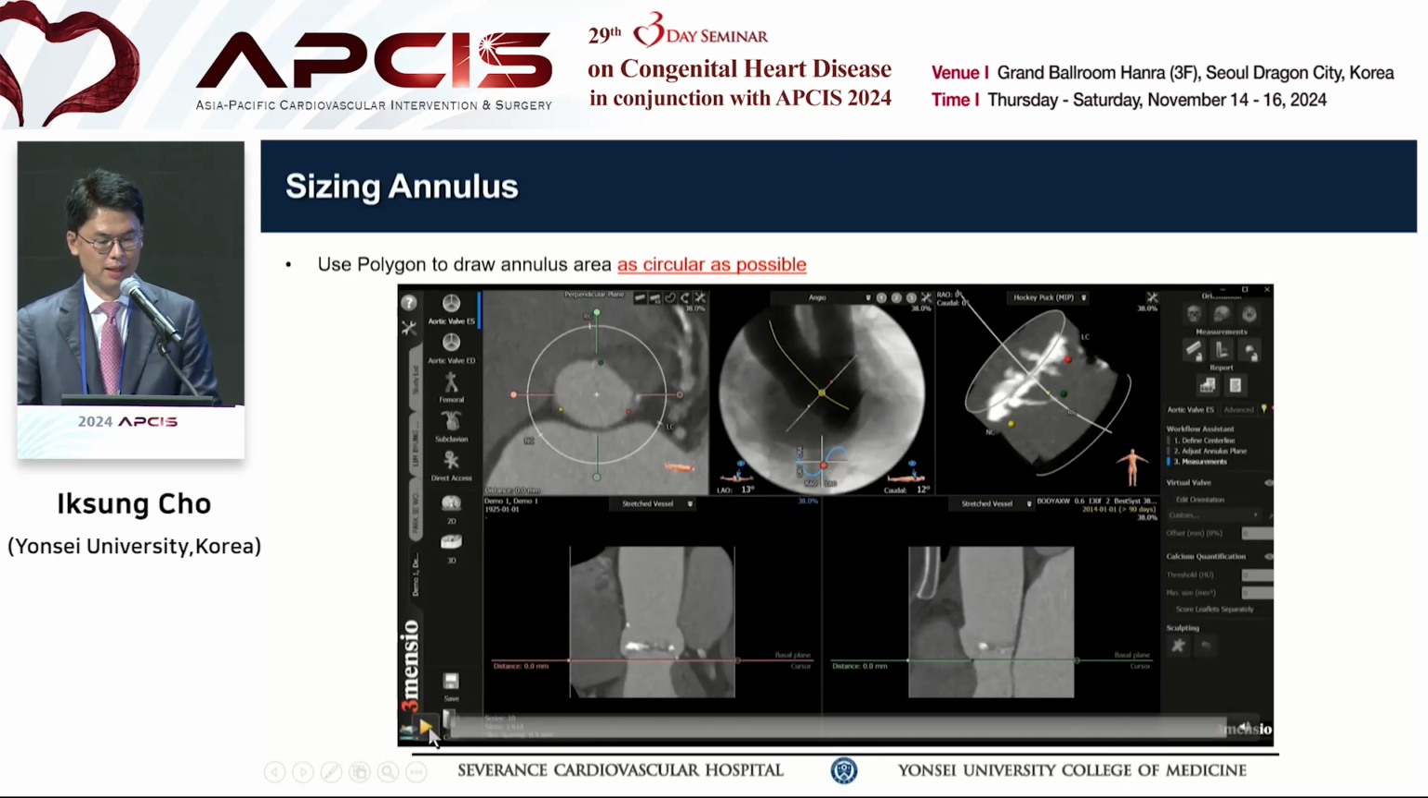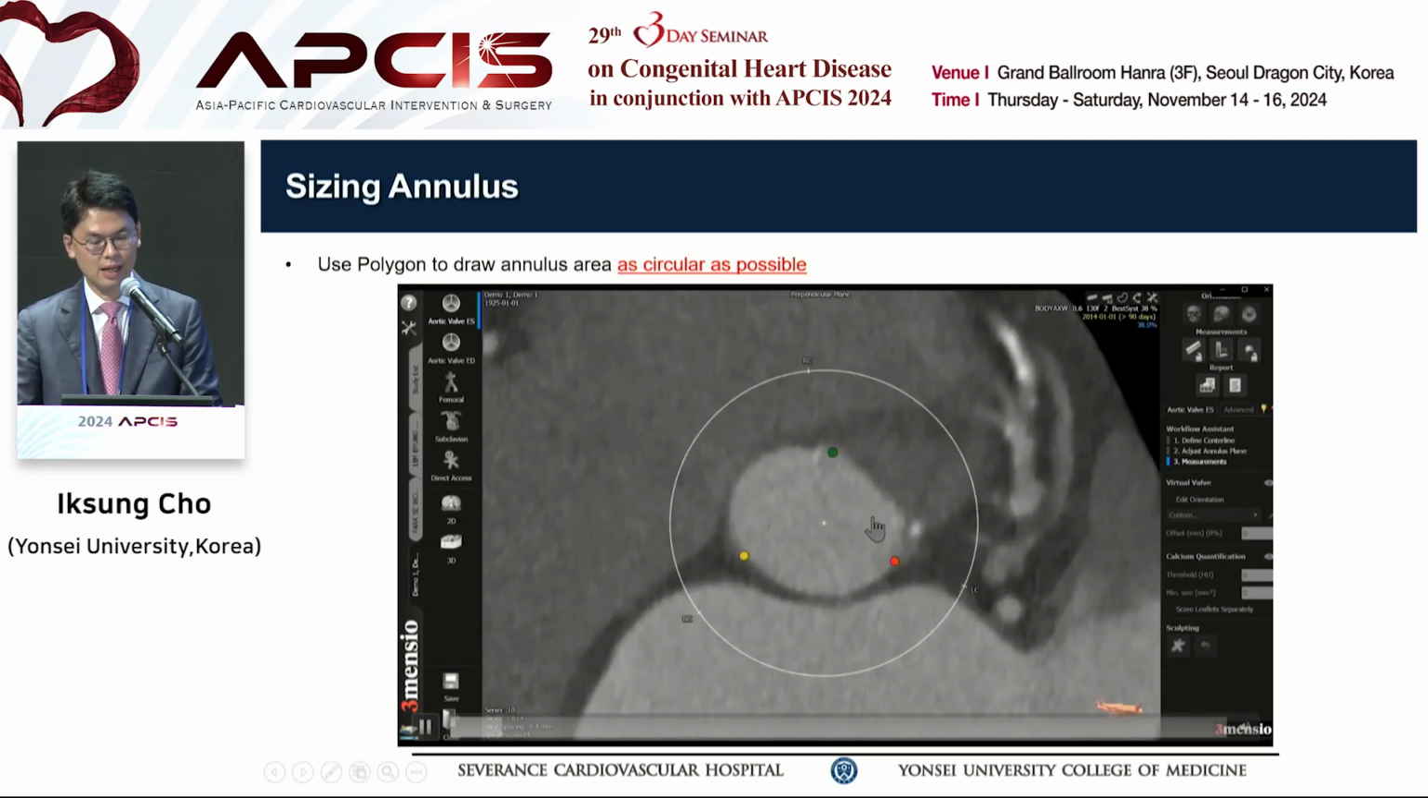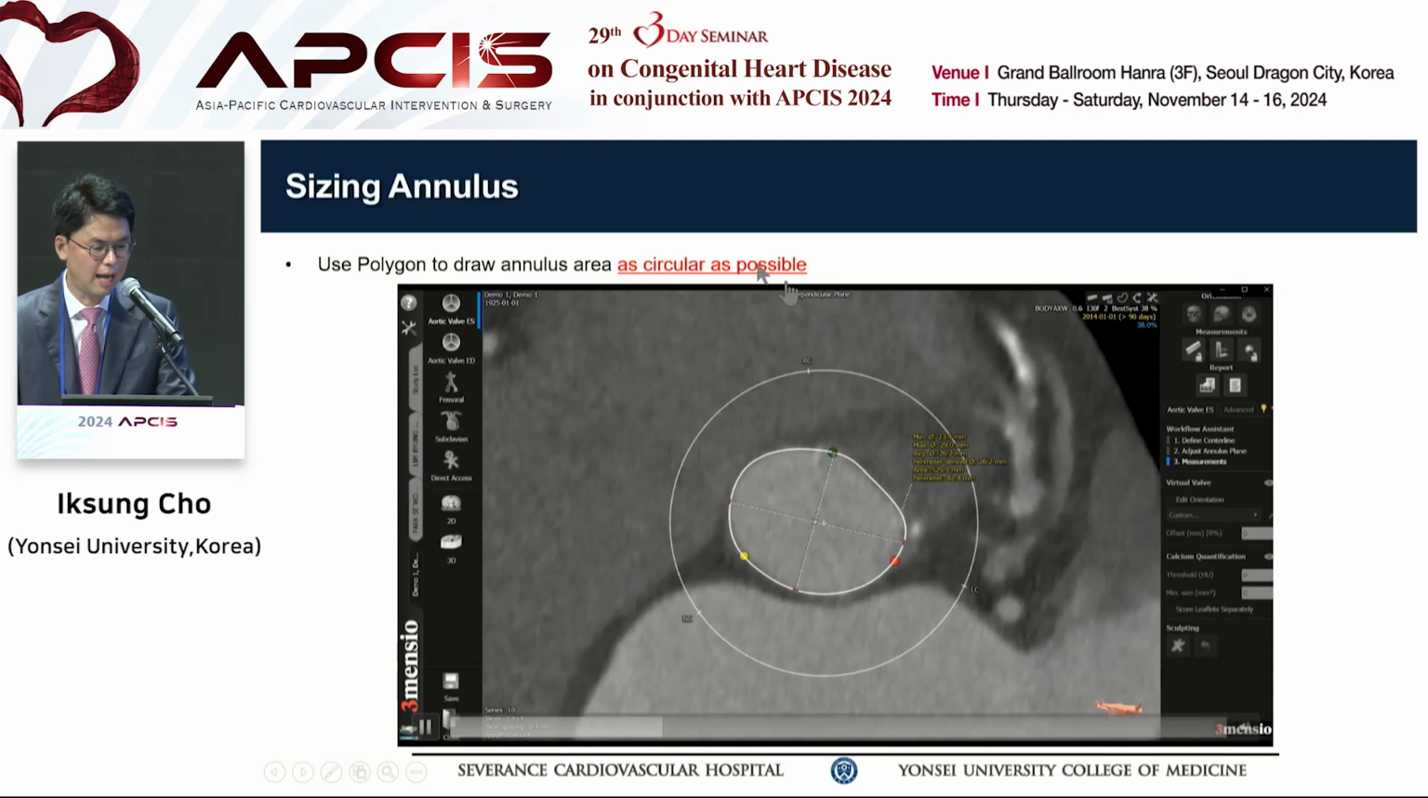So if we find the annulus plane, what we do next is size the annulus. As we can see here, the annulus is not always a circular structure. It could be a very oval shape, but what we do is try to draw a circle as best as possible, because that's where the valve is actually going to be implanted. So this will be the annulus measurement.